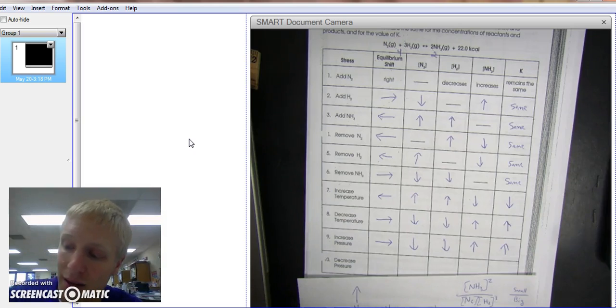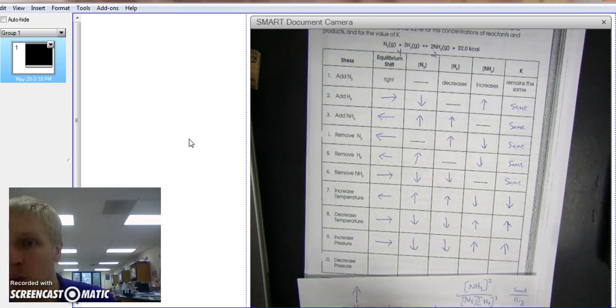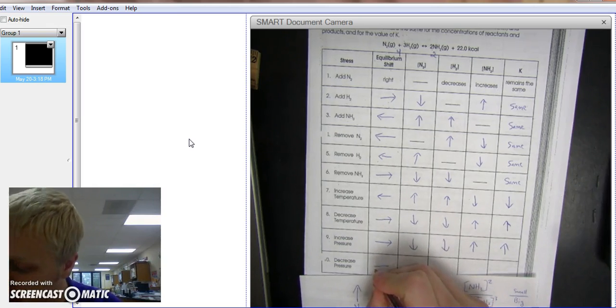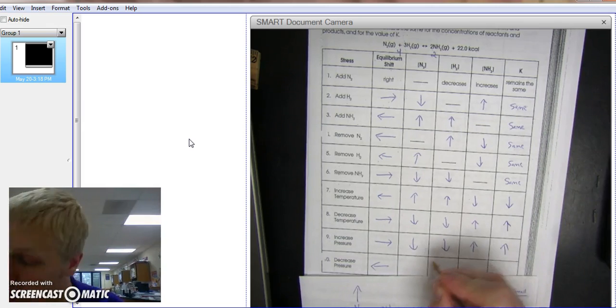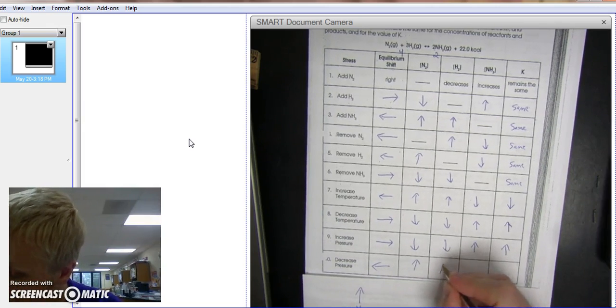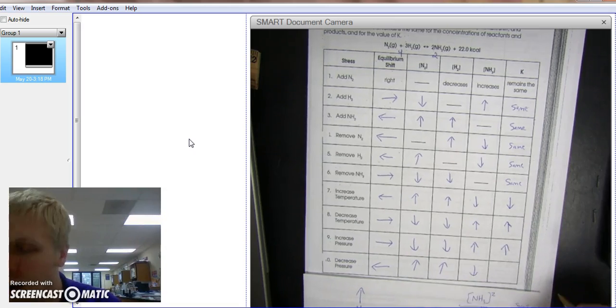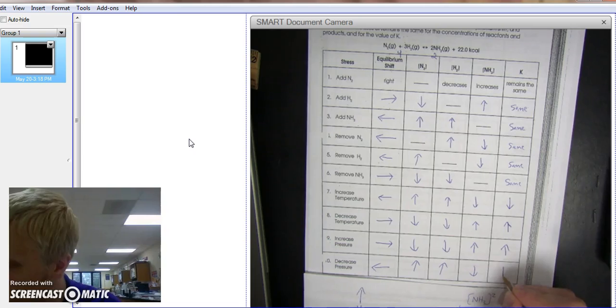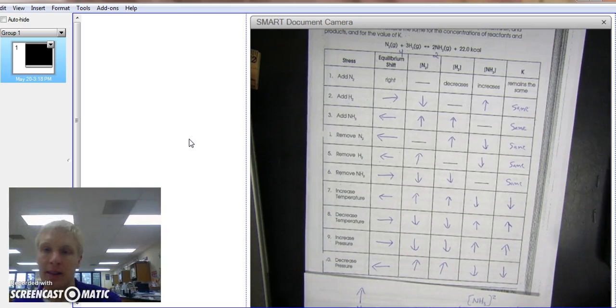So when pressure is lower, it's going to favor the side that has more molecules. Basically the opposite of when pressure increases. So it's going to favor the reactants, the side that has more molecules, which means our reactant 1, reactant 2 increase, our products decrease, and then our equilibrium constant is going to decrease.